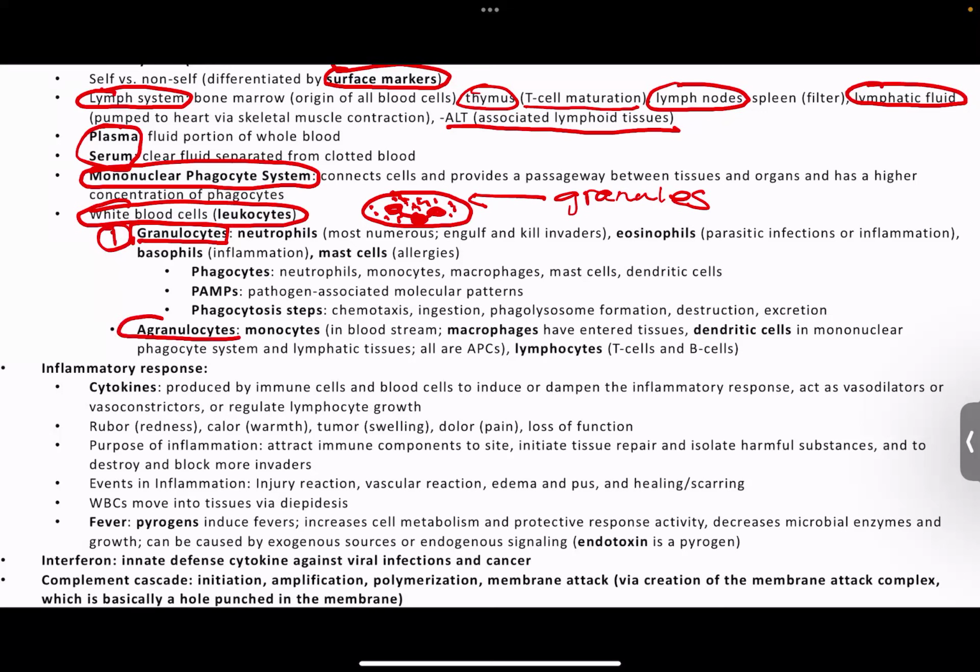Our agranulocytes are our other group. And these guys usually have one big old fat nucleus right in the middle. So this is their nucleus, and they don't have those visible granules.